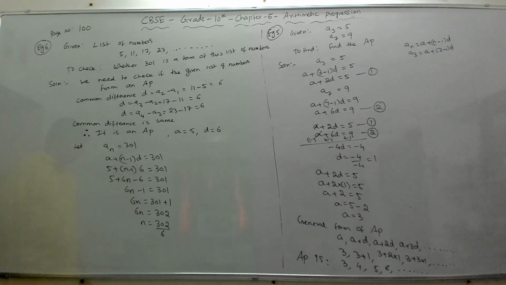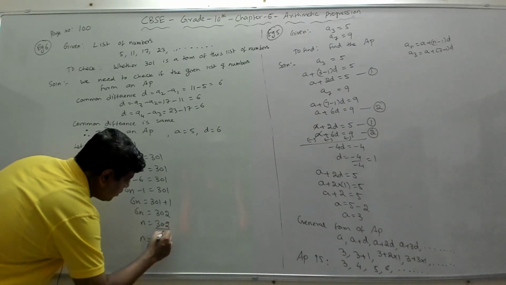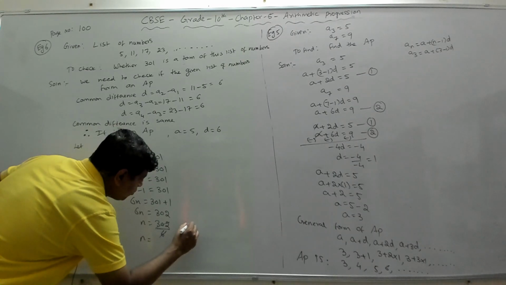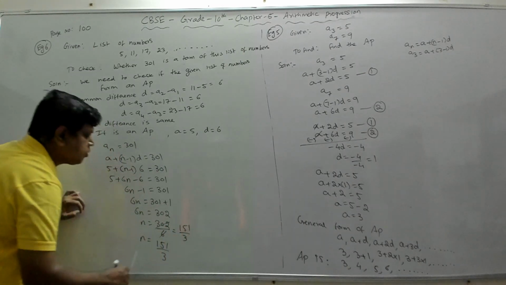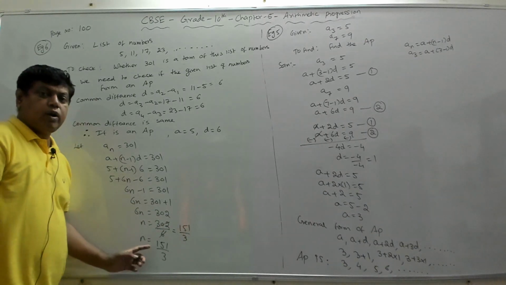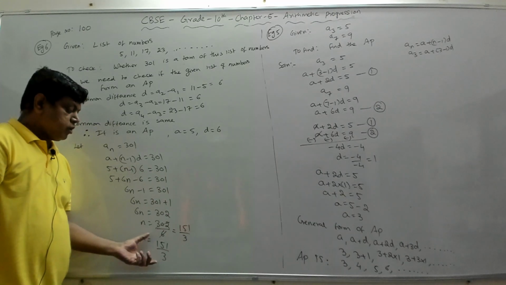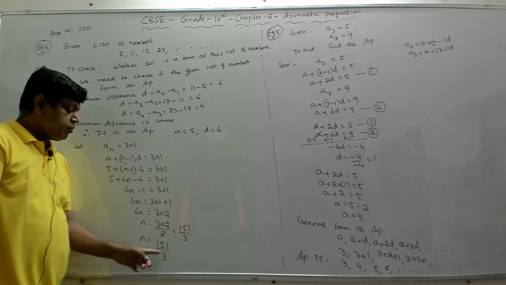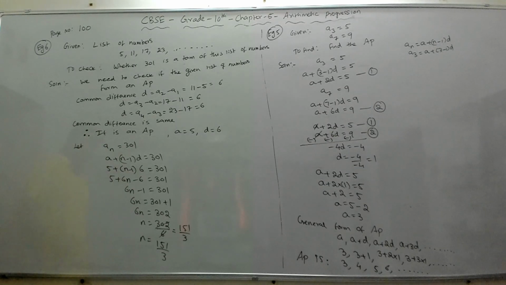What have we got as n? 302 by 6, and 302 by 6 is what? If you divide, these two can be cancelled by 2. You get 151 by 3. Now 151 by 3 is not an integer. It's a positive number, but it's not an integer. It's a fraction, because 151 doesn't get divided by 3.